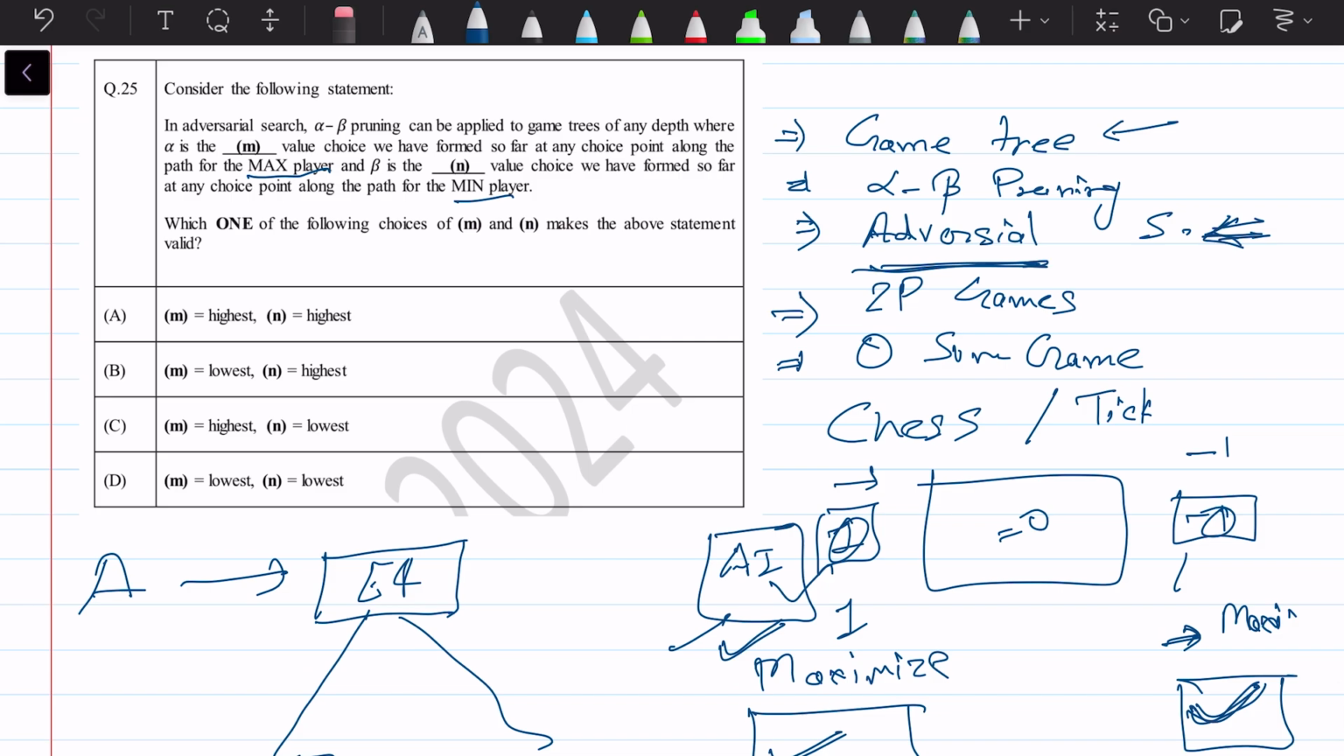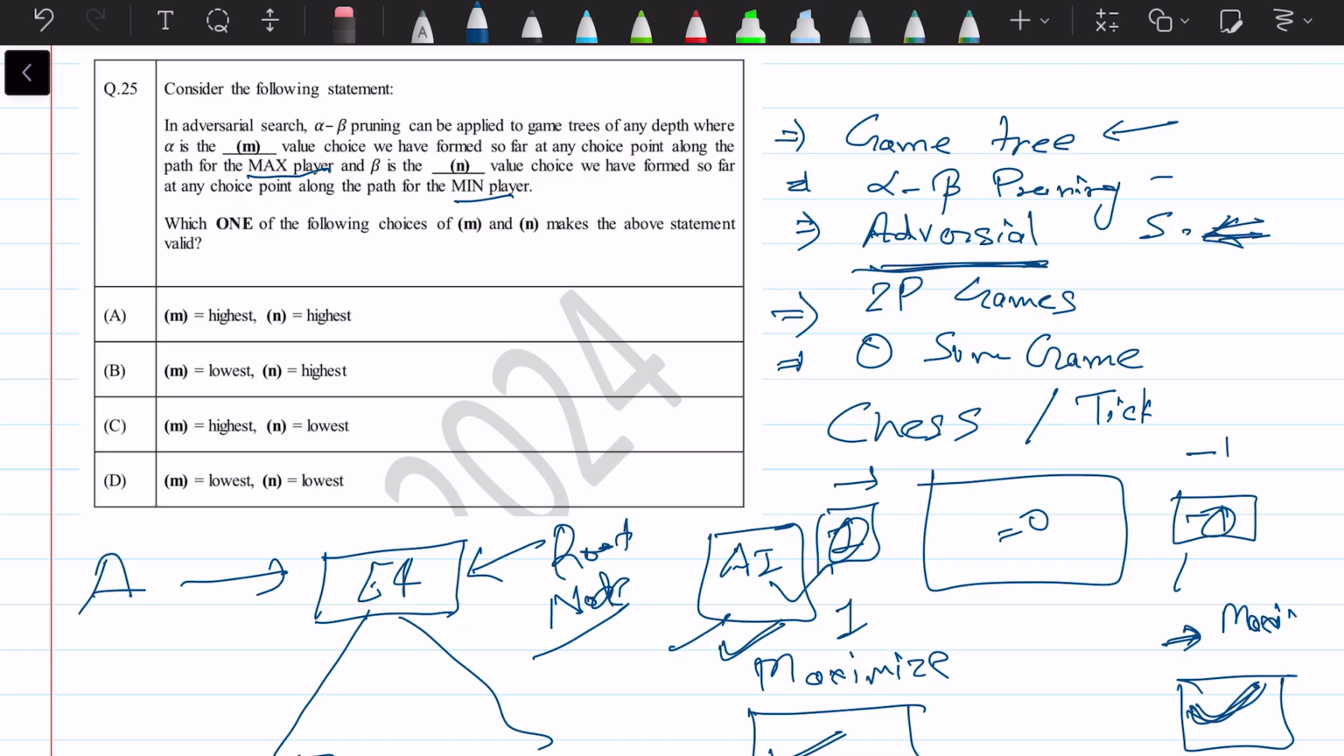Okay. Now to predict who is going to win, we need the value of this root node. And to get the value of this root node, we have many algorithms like the min-max algorithm, alpha-beta pruning algorithm, SSS-star algorithm, and so on.